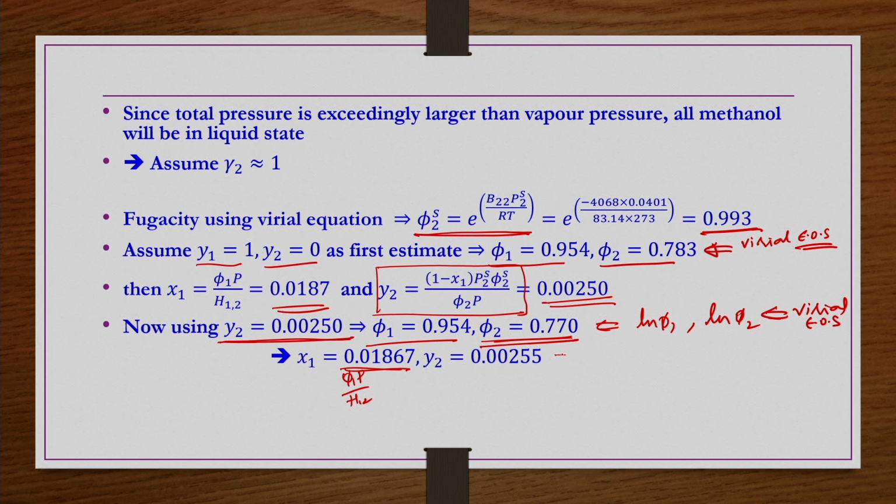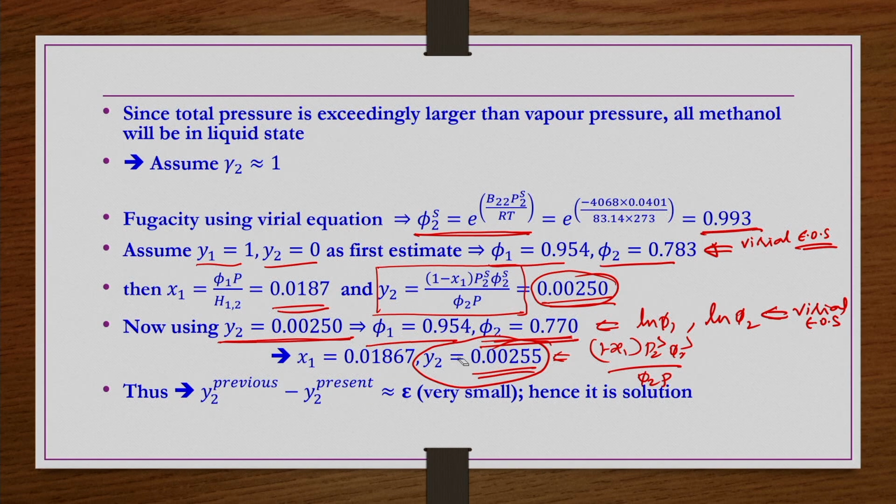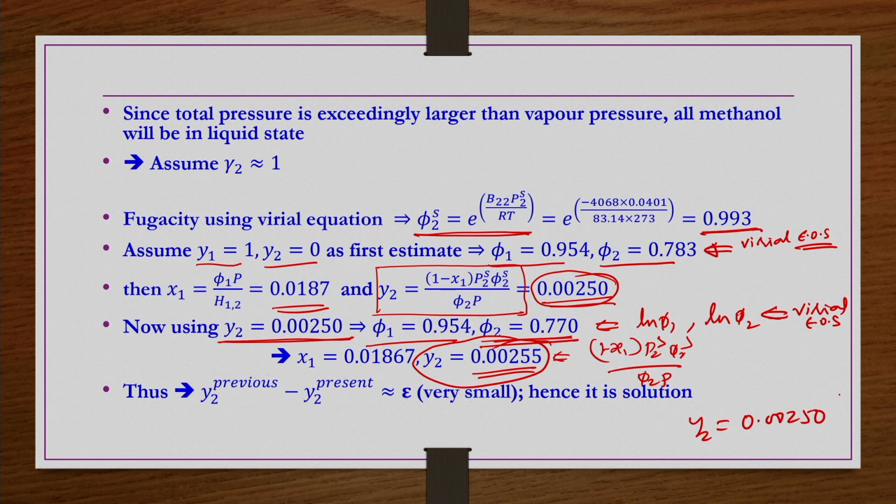So, if you again make use of y2 equals 1 minus x1 times p2s phi 2s divided by phi 2 p, then you get 0.00255. So, this value is not far away from the second trial value of 0.0025. So, that means the error is very small. So, the solution has converged. So, the solution is 0.00250. This is how we can solve the problems, right.